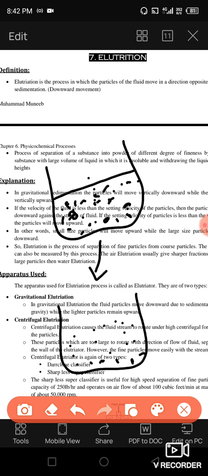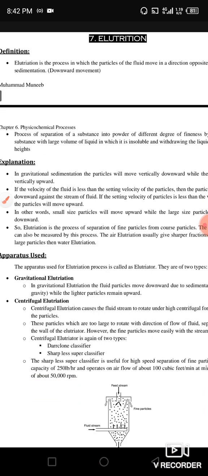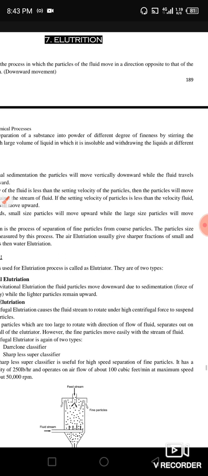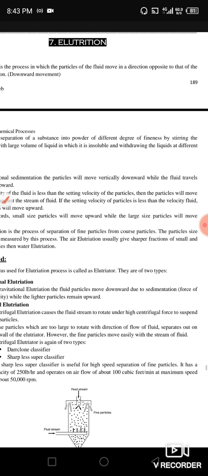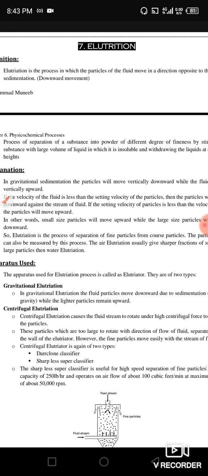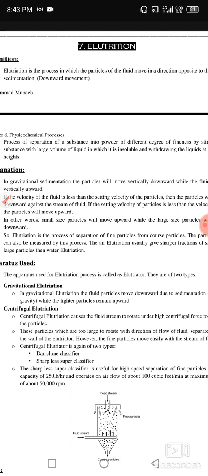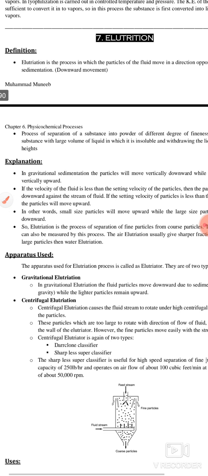So this is called elutriation, in which the particles of the fluid move opposite to that of sedimentation. Your heavy particles having more density will settle down, while the particles having less density will float out. So this process is called elutriation. It is the process of separating a powder into different degrees of fineness by stirring the substance with a large volume of liquid in which it is insoluble and drawing off the liquid at the top. So at the top, you have to separate the powder from the liquid. Now we are going to explain this terminology.